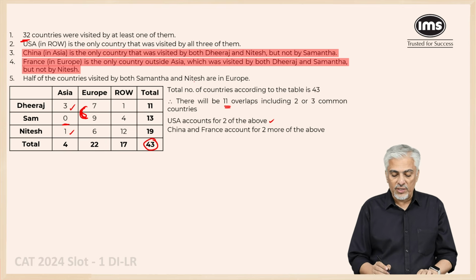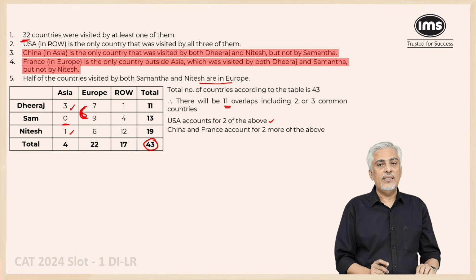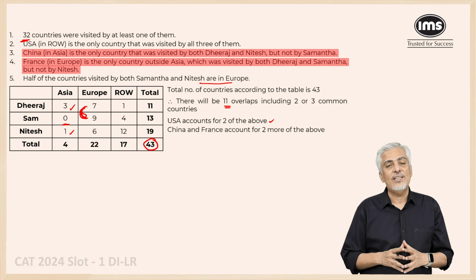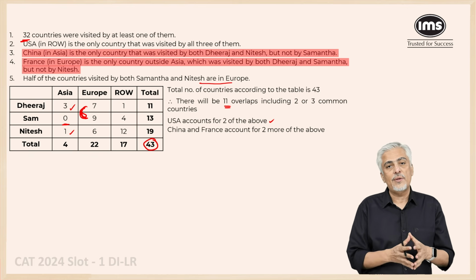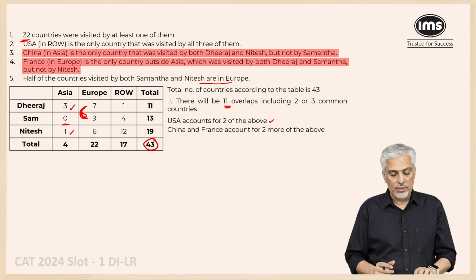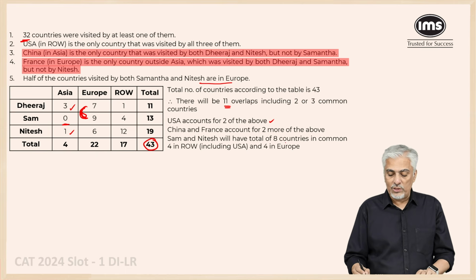Half of the countries are visited by both Samantha and Nitesh in Europe. Now, let's understand, Samantha and Nitesh cannot have anything common in Asia. So half of that is in Europe and half of them is in the rest of the world. Now, Samantha and Nitesh will have a total of 8 countries in common, 4 in the rest of the world, including USA, and 4 in Europe.